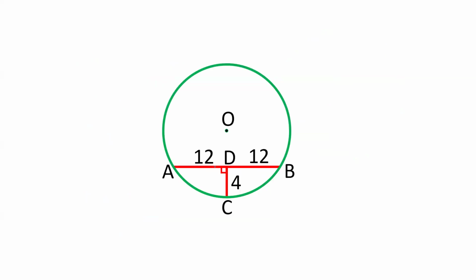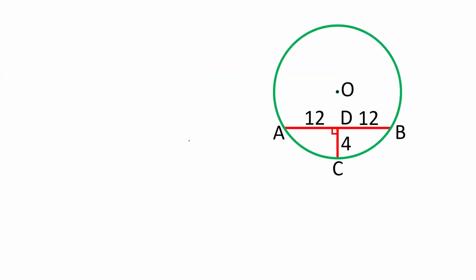It's given that AB is a chord. AD is 12, BD is 12, CD is 4, perpendicular bisector. We have to find out the radius. Again, extend CD, it will pass through the center because any perpendicular bisector of a chord will always pass through the center, and it will move up to E. So CE will be a diameter. We have two chords AB and CE intersecting at D, and therefore we can write AD into BD is equal to CD into DE.